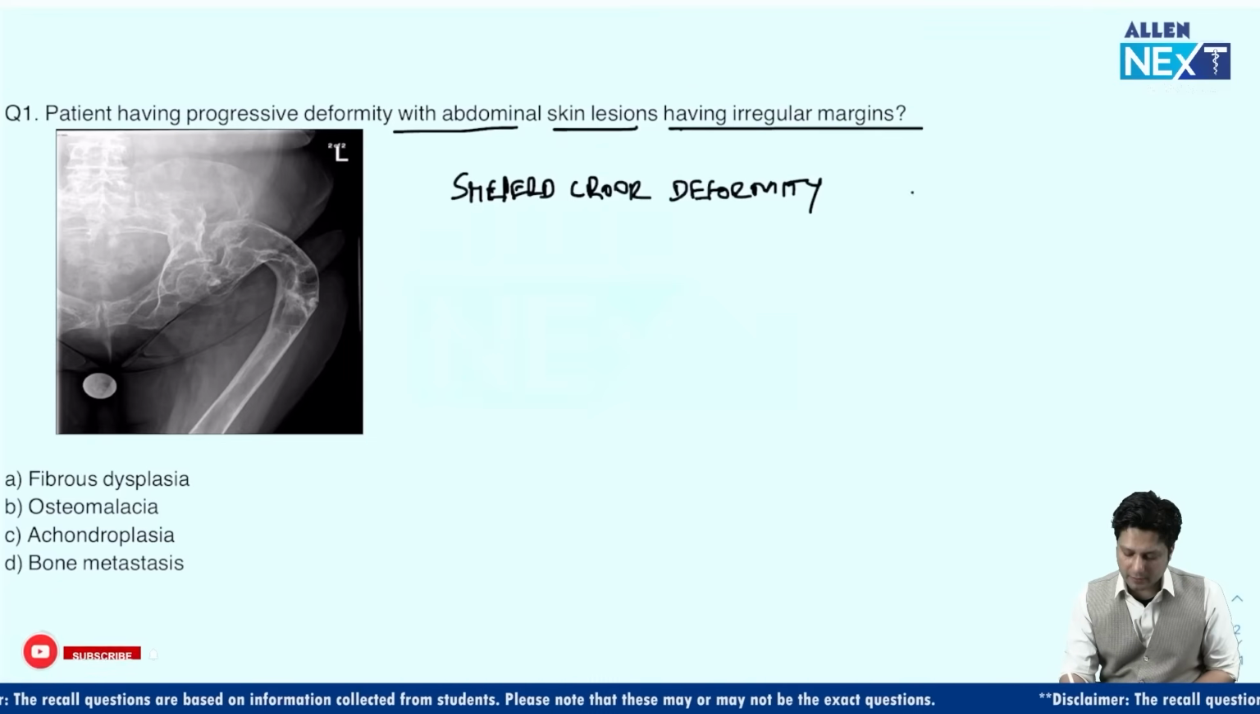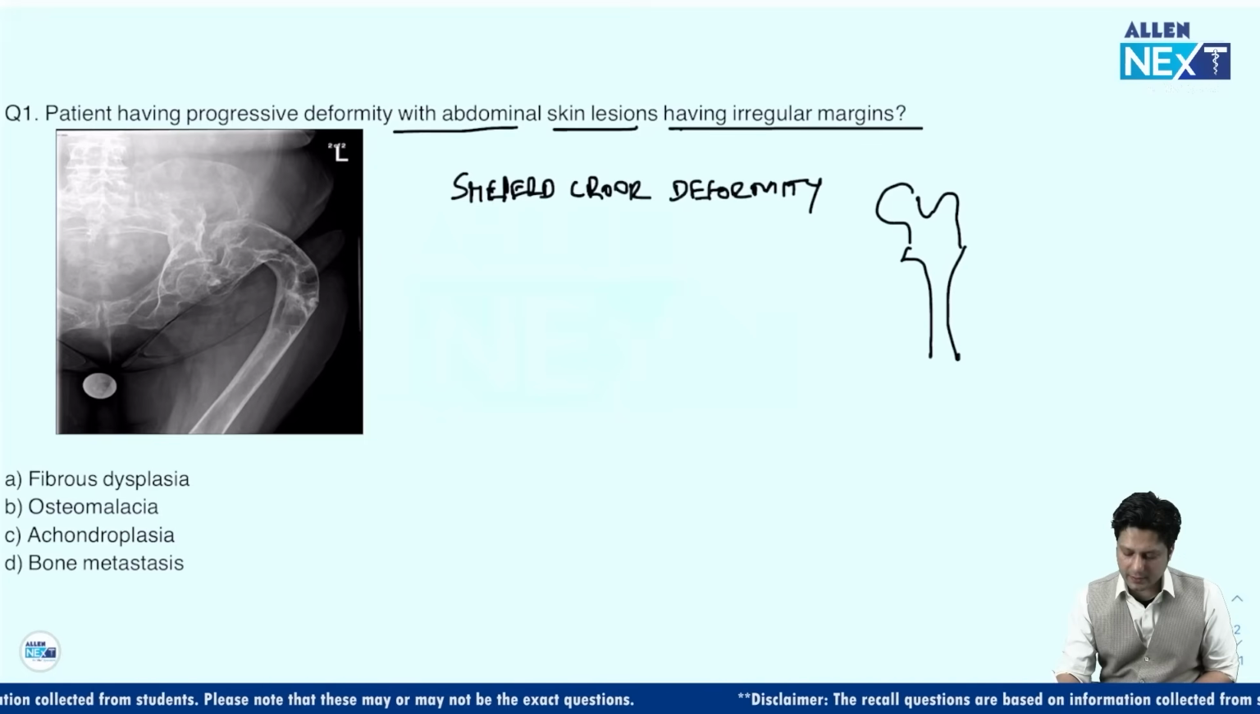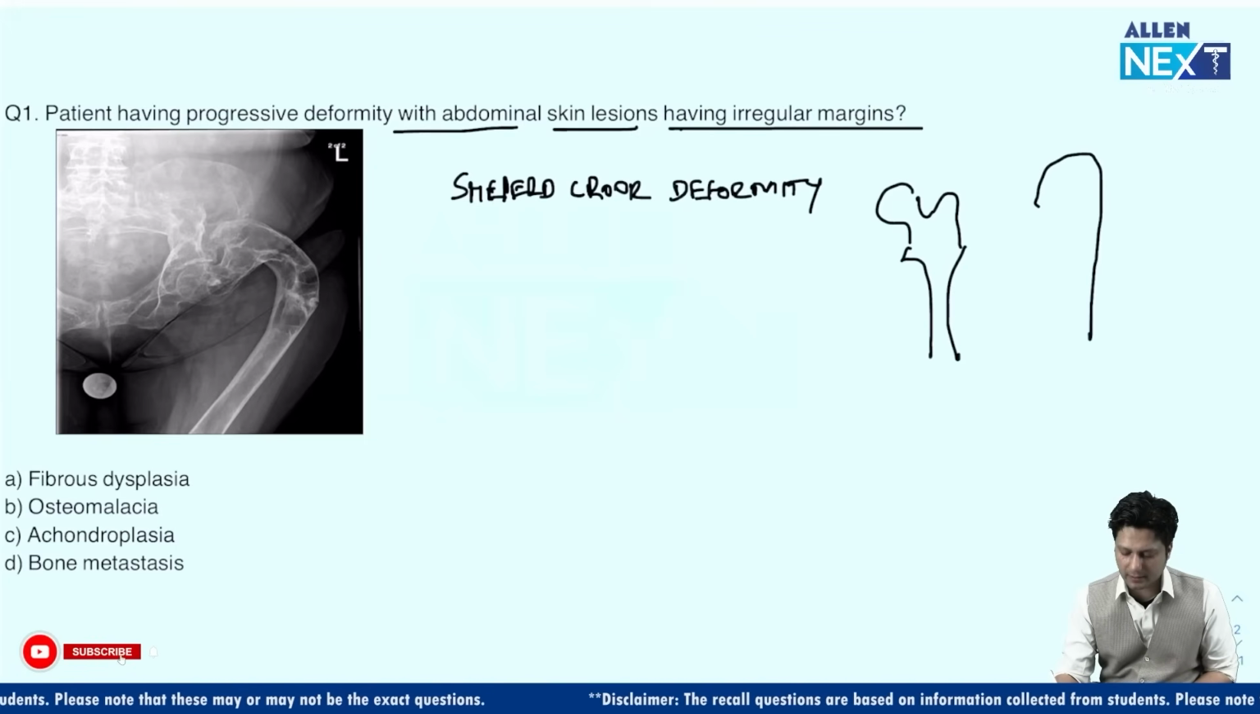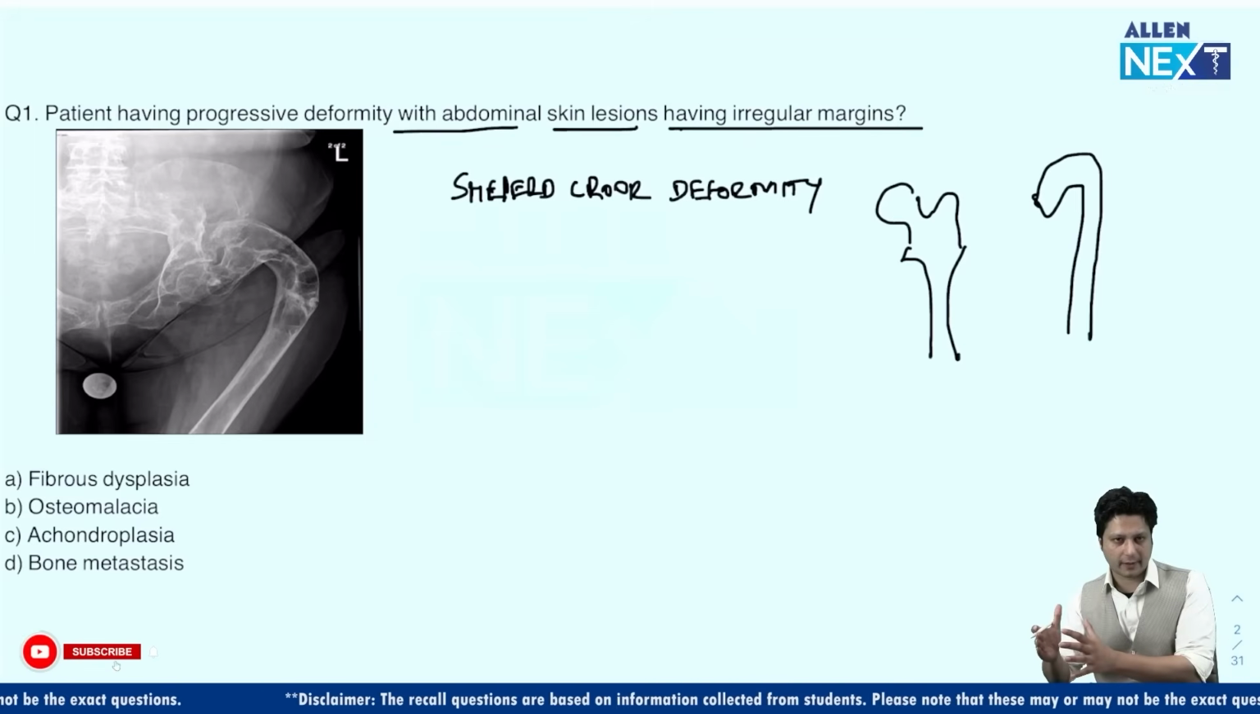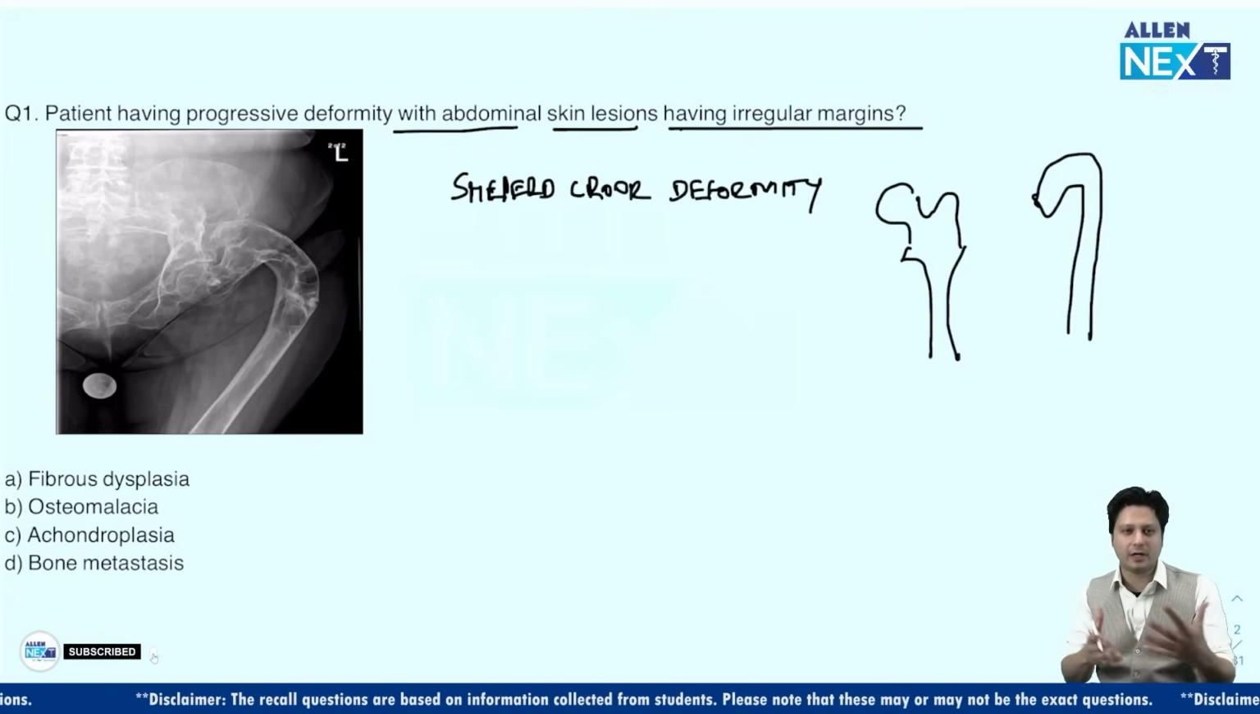Normally the femur is like this, but in this case it will have a Shepherd-Crook deformity like this. It will be deformed like this. Now, what is the reason for this kind of deformity? This is the additional point to be discussed.